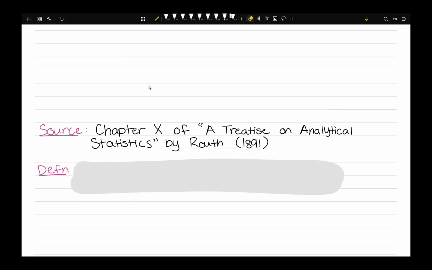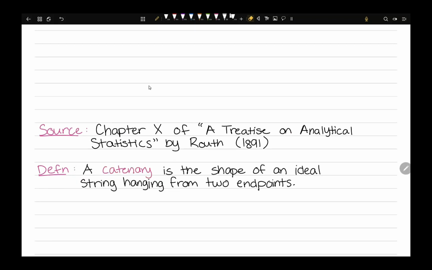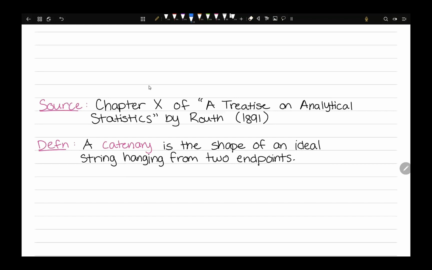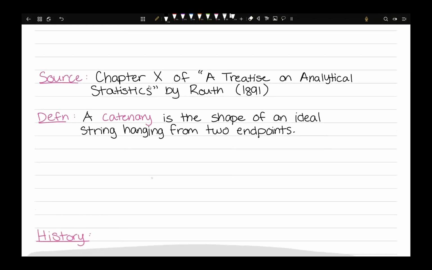All right. And so the main thing we're talking about today is a catenary. A catenary is the shape of an ideal string hanging from two endpoints. So we have two endpoints, and between them, say, a string. We want to know what the shape of that string is.